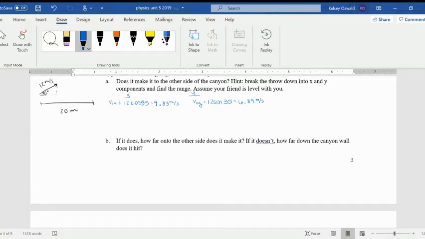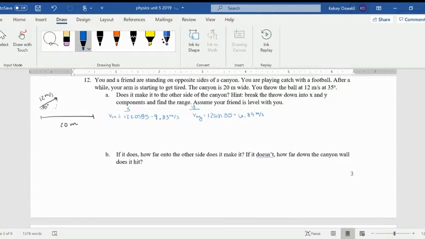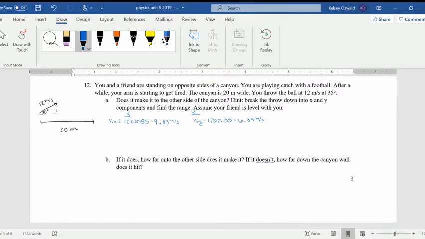So what else we know is looking vertically, we know our acceleration is always negative 9.8 meters per second squared, because we always have that force of gravity acting down. And we're trying to find if the ball makes it to the other side of the canyon. So this is a little tricky. So we do not know for sure that that ball is going to travel the full 20 meters.